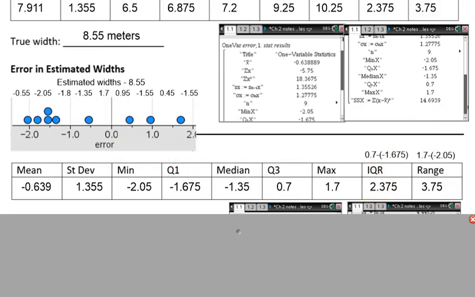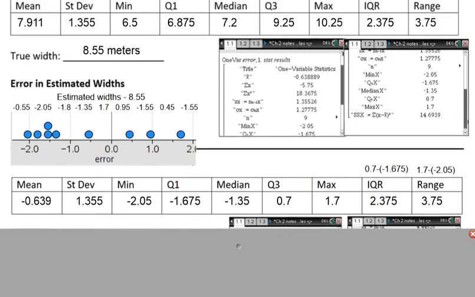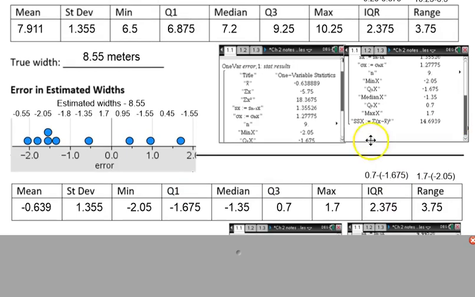Now I want you to notice what happens to all of the different statistics when we add or subtract a number. So when we subtracted 8.55, notice the mean changed, the standard deviation did not change. The minimum, the Q1, the median, the Q3, and maximum all changed. They all were 8.55 less than they were before.